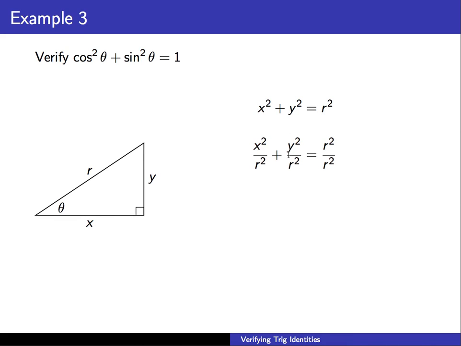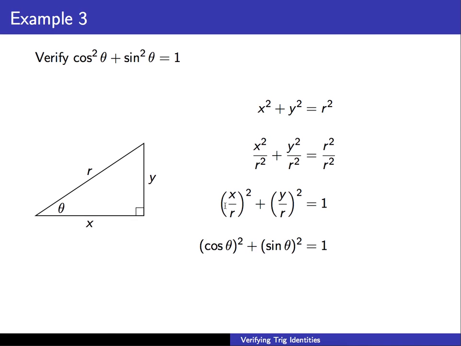If we divide both sides of the equation by r squared, we get x squared over r squared, which is x over r, that fraction squared, plus y squared over r squared, which is y over r, that fraction squared, equals 1. Now x over r, we know as cosine, and y over r is sine. When we raise trig functions to a power, typically we put that power between the trig function and the angle. So we write cosine squared theta and sine squared theta. So cosine squared plus sine squared always equals 1.